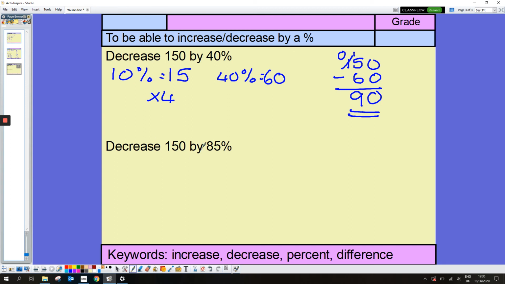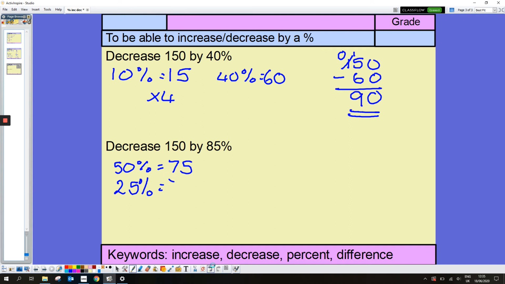Next one, I've got 150 again, but this time decreasing by 85%. So I'm going to start with 50%. So half of 150 is 75. If you're not sure, halve 100, halve 50, add those bits together. Now, I still need to find myself another 35% to get to 85. So I'm going to do 25%. So I'm going to halve 75.